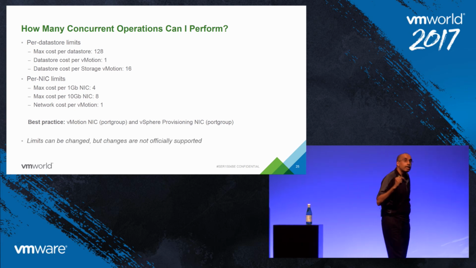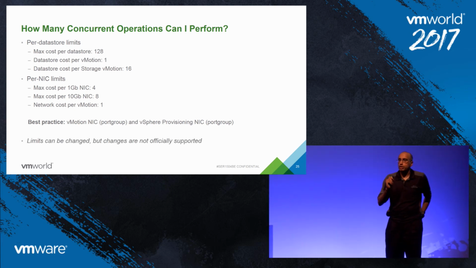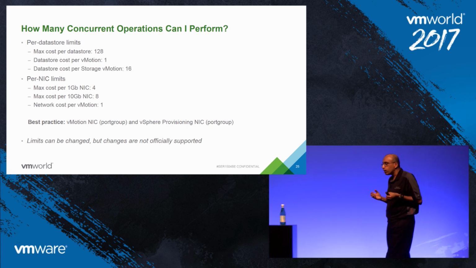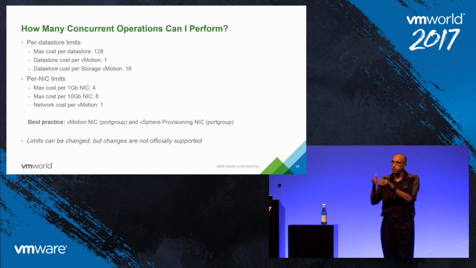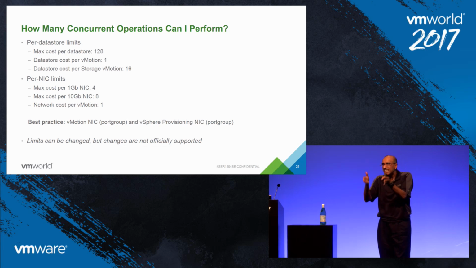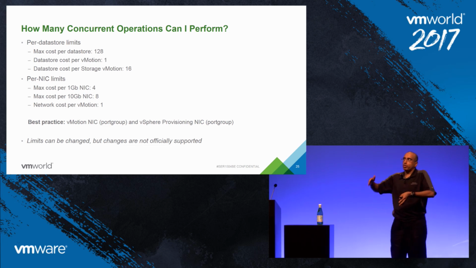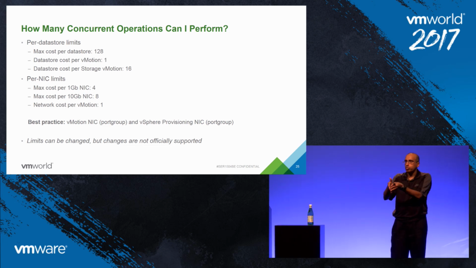Now, you can change these limits. Unfortunately, this is not officially supported. The rationale for that is that we try very hard, when you give us more resources, to consume them more efficiently so that the end-to-end time for an individual operation is faster. So you could, for example, issue 100 vMotions at once, but all of them would be slow.